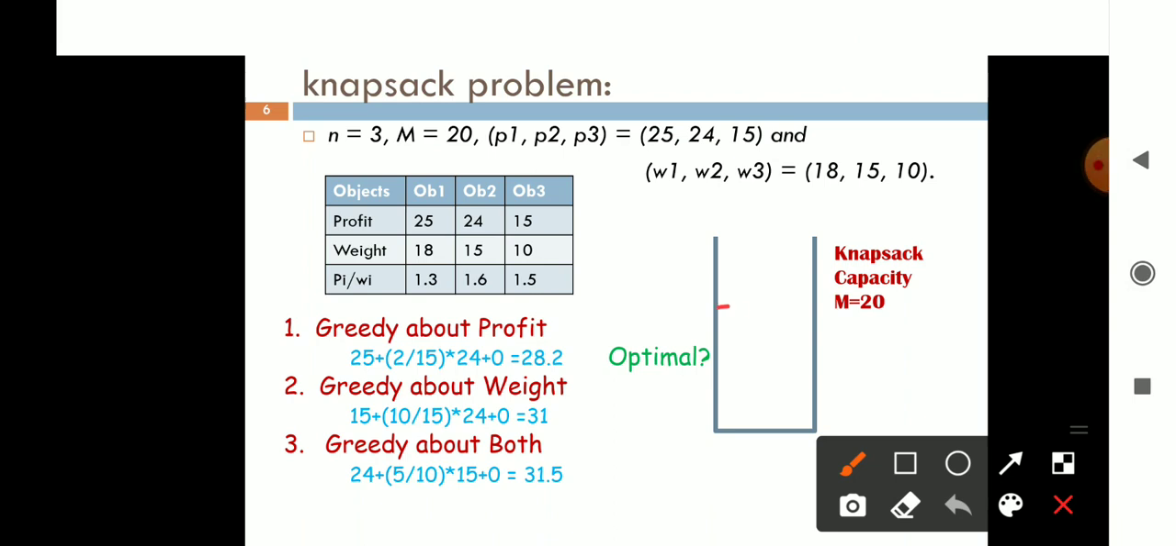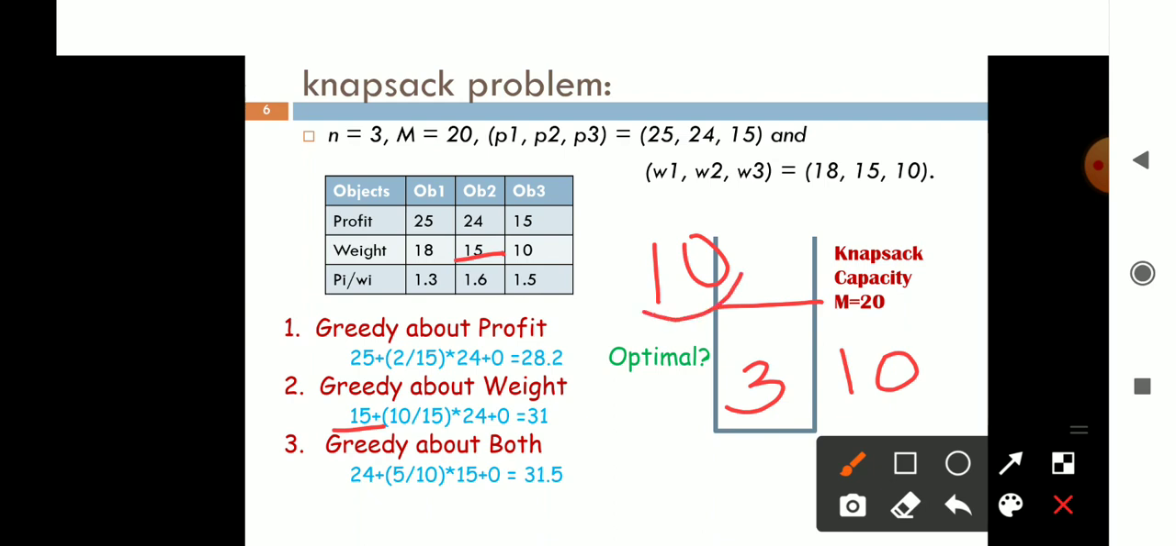So we are going to put object 3, which has weight 10. How much capacity is remaining? 10 capacity is remaining here. We have put object 3, which has profit 15. We already got the profit 15. Now the next minimum weight is 15 here, so we are going to put object 2.